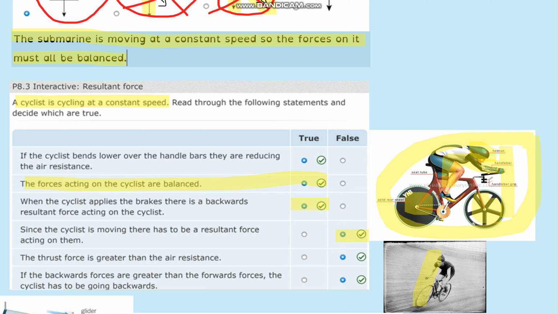The thrust force is greater than air resistance. Well, if that was the case, then the cyclist would be accelerating, not moving with a constant speed, so that is false. If the backwards forces are greater than the forwards forces, the cyclist has to be going backwards. That's also false, because the cyclist can be going forwards, and if the backwards forces are greater than the forwards forces, they will just start to slow down and eventually they will come to a stop.